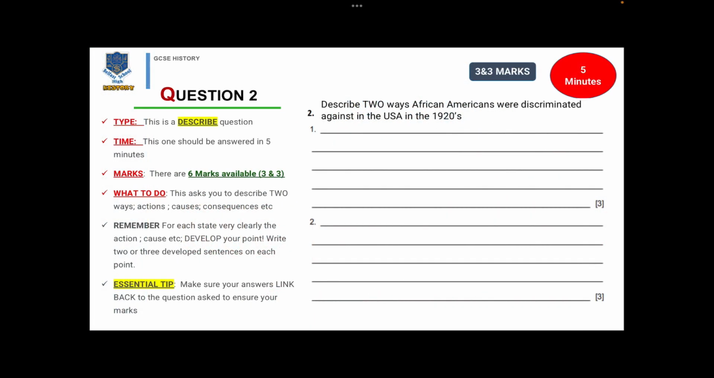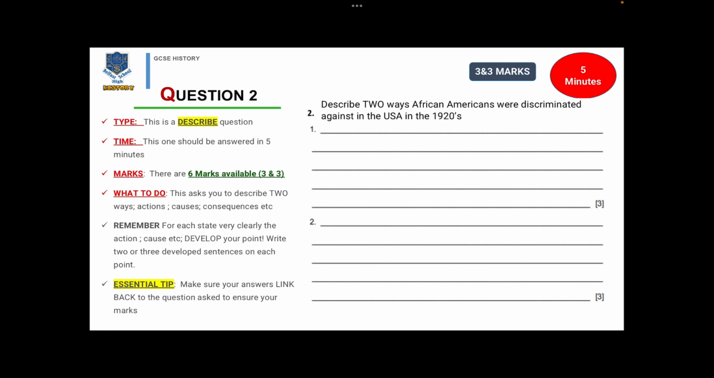The next type of question you will get is a question 2. This is a 3 and a 3 marker, okay, so it's worth 6 altogether, and it's asking you to describe something. So you should be allowed about 5 minutes for this. It should be relatively easy. You just have to make sure you get your marks.